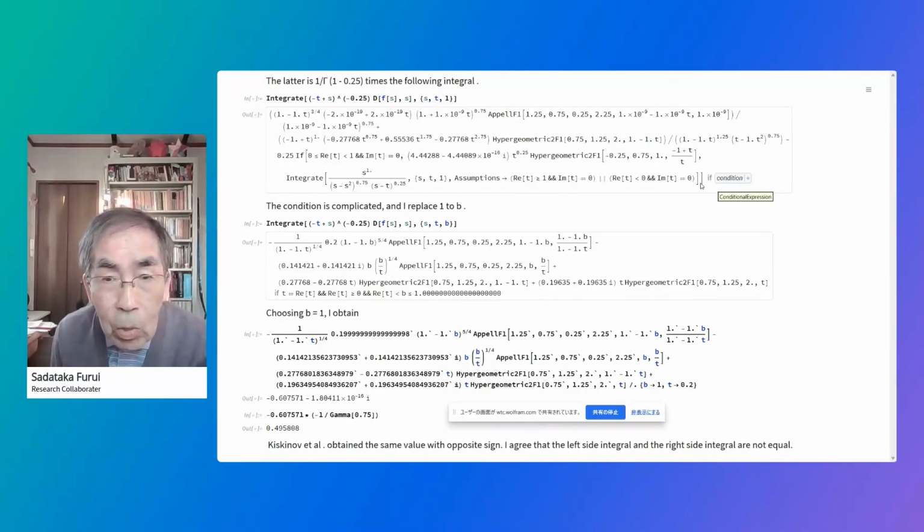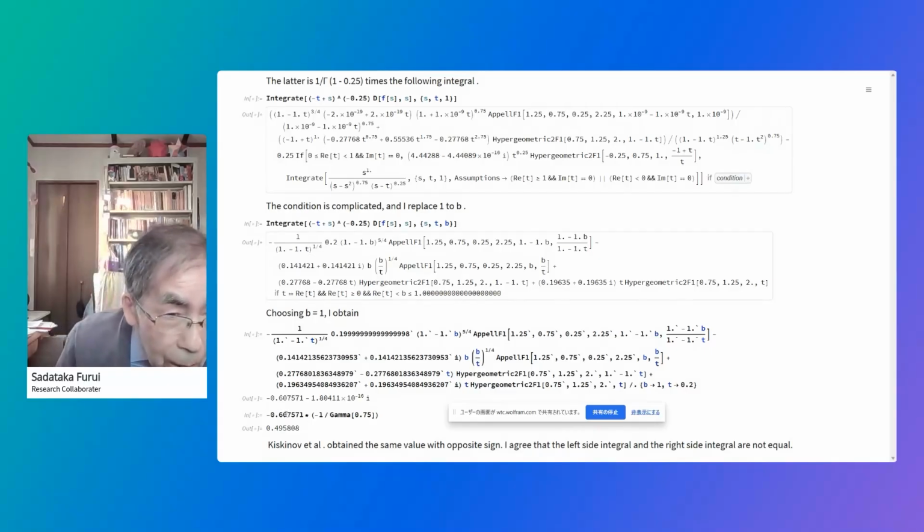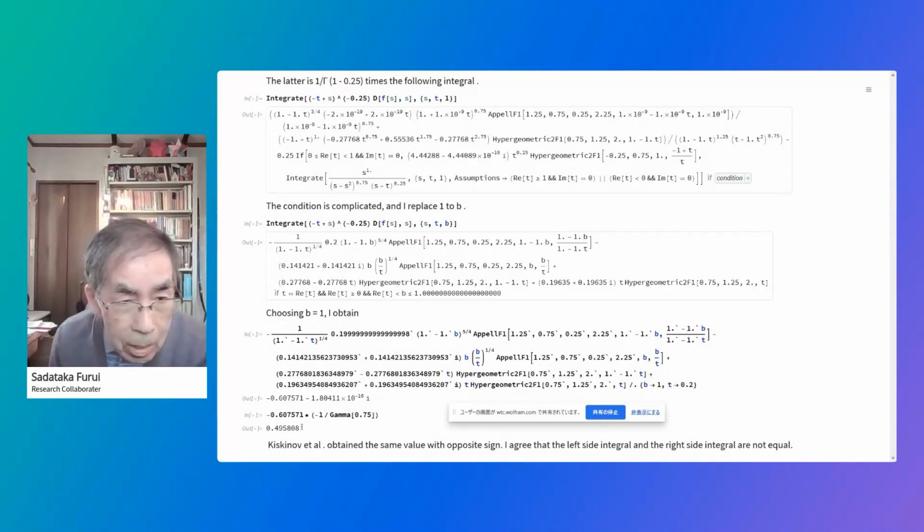So I replace the final boundary value to b, and then I obtain this expression, and then choosing b equal 1, I obtain this result. And this gives 0.495808, and it's the same as the Kirchner et al., except the sign. I think the Kirchner et al. missed factor -1.